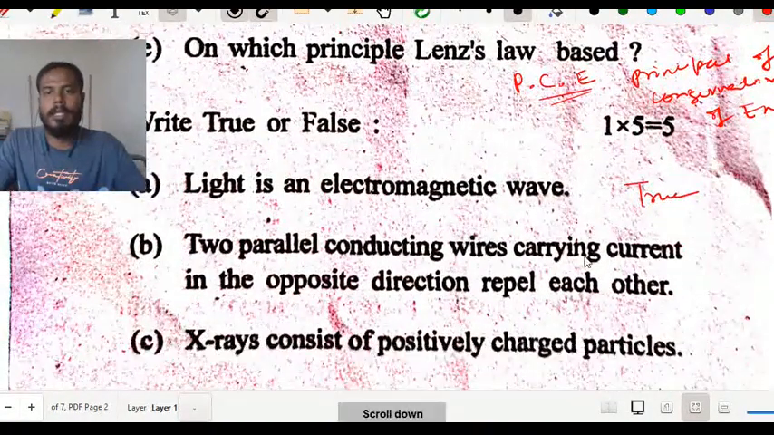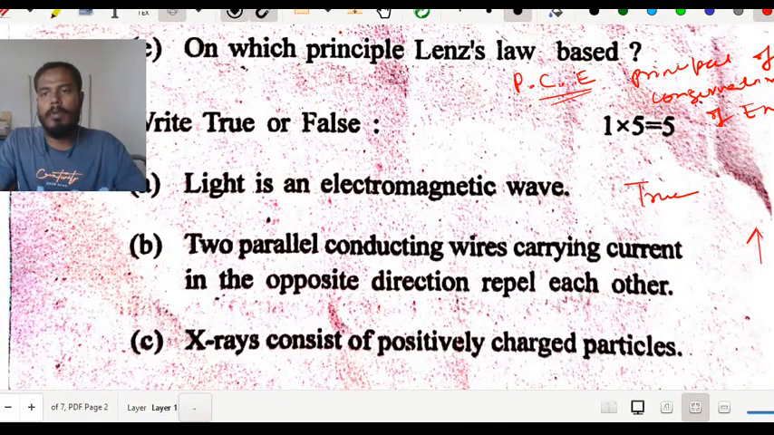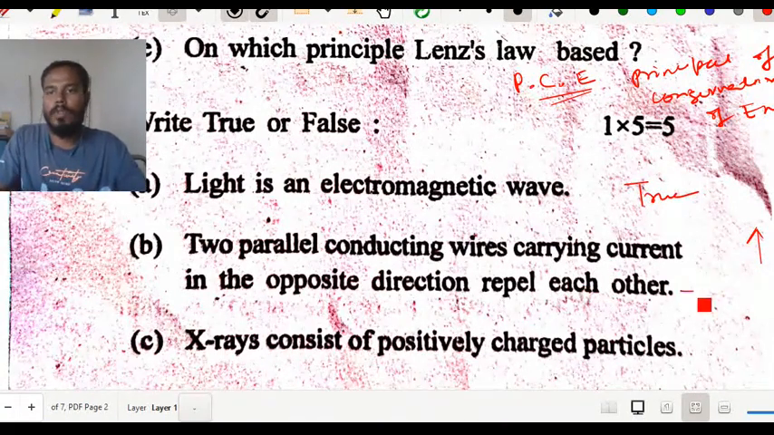Next: two parallel conducting wires carrying current in opposite directions repel each other. If two conducting wires carry current in opposite directions, they will repel each other, and if they carry current in the same direction, they will attract each other. Since here the currents are in opposite directions, they will repel each other. This is true.